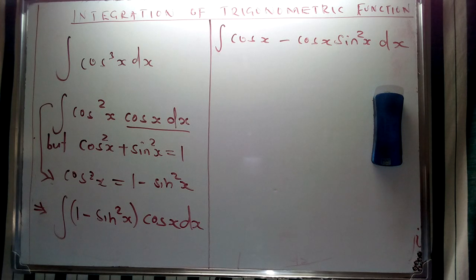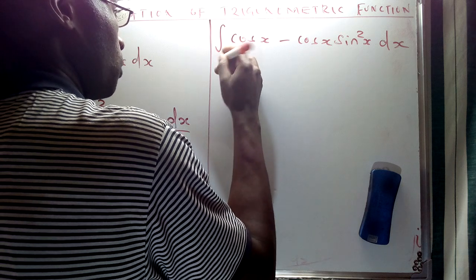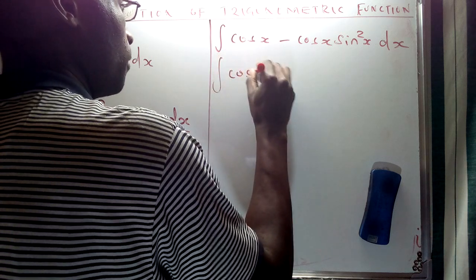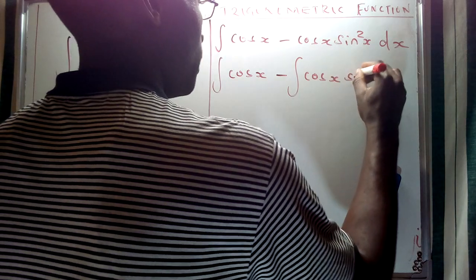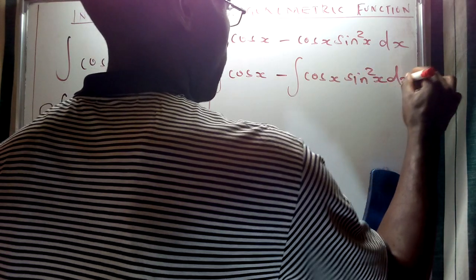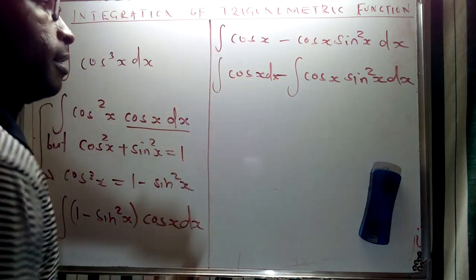So from this one, we can use the rules of addition and subtraction in order to find the integrals of those two specific functions. So it's going to be distributive in a way that we can write it as the integral of the cosine of x minus the integral of the cosine of x times the square of the sine of x dx. So this one is going to be the integral of the cosine of x dx given as such.